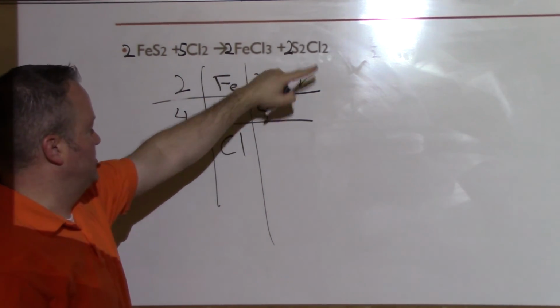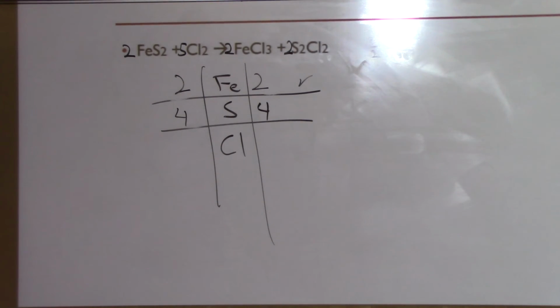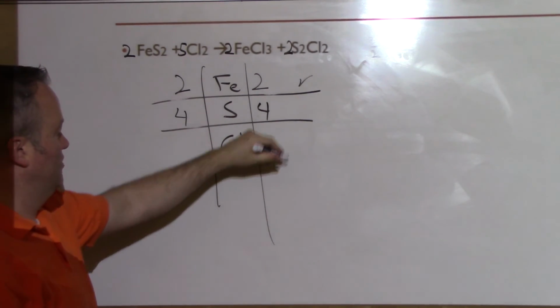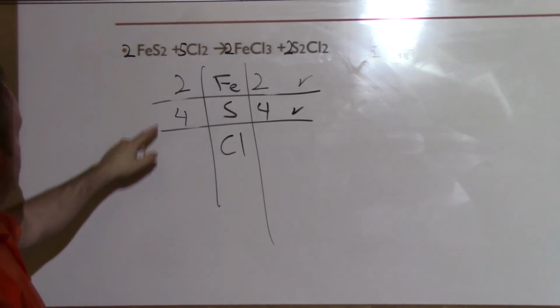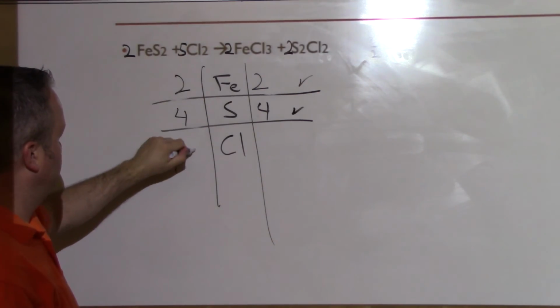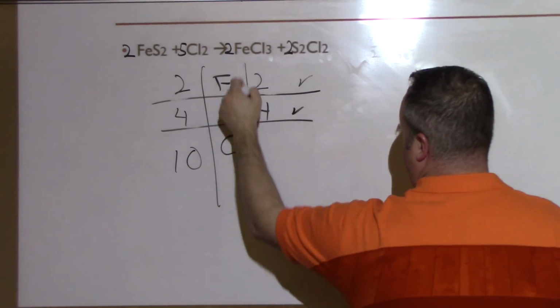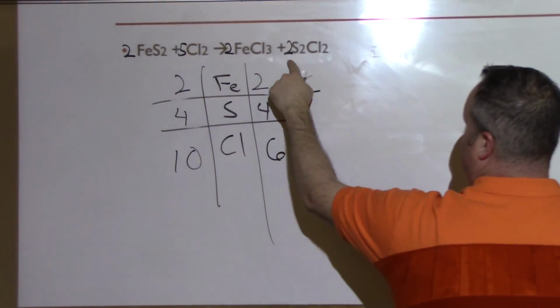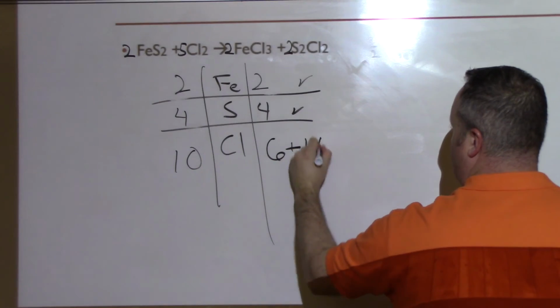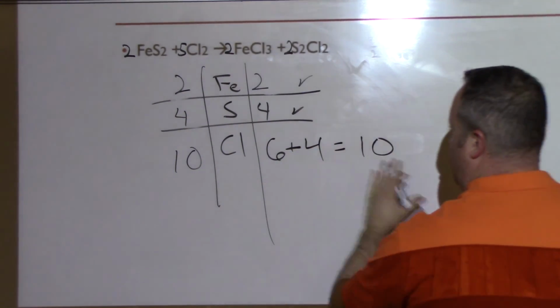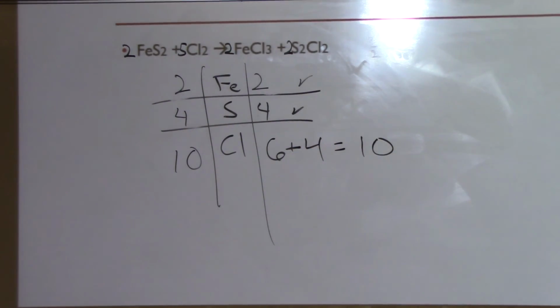And that is the only place where I have sulfur on my product side of the equation. Now let's check the chlorine, because that was our problem. 5 times 2 is 10. It's a lot of chlorine atoms. 2 times 3 is 6. And then 2 times 2 is 4. And as you can see, I have a total of 10 chlorine.